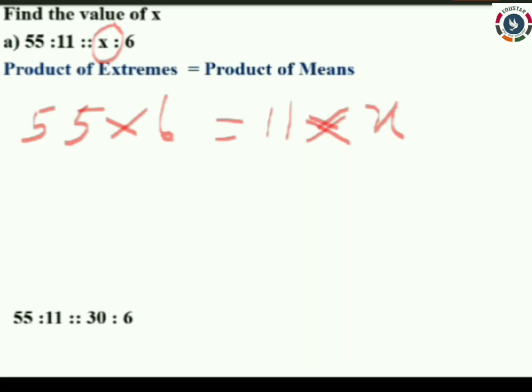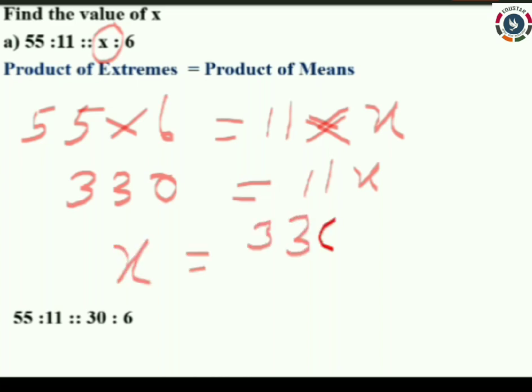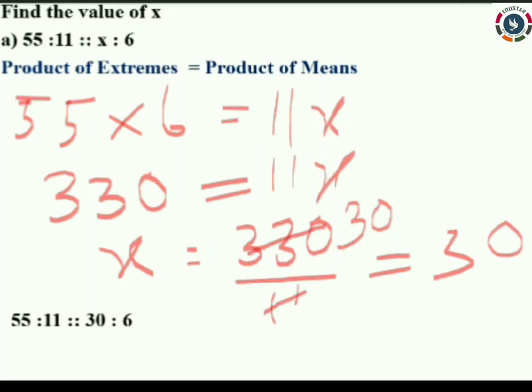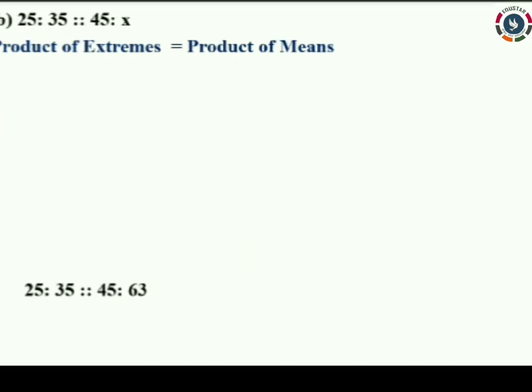Now we are going to find the x value. First you have to multiply 55 and 6. You will get the answer as 330 and here 11x. Now I am going to find the x value, right? So 330 divided by 11, you will get the answer as 30. 55 is to 11 is in proportion to 30 is to 6, so your x value is 30. Substitute that x value. So 30 is to 6 are in proportion.